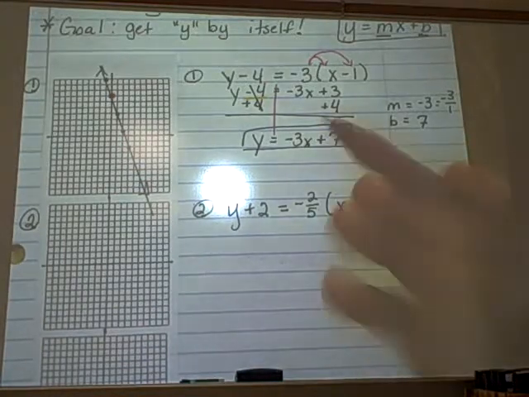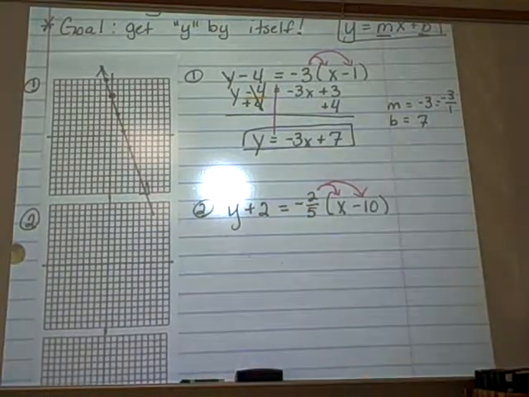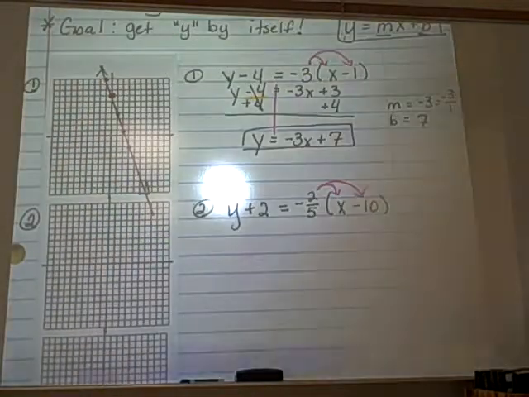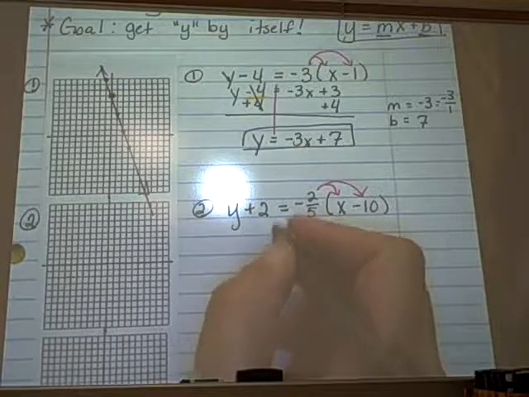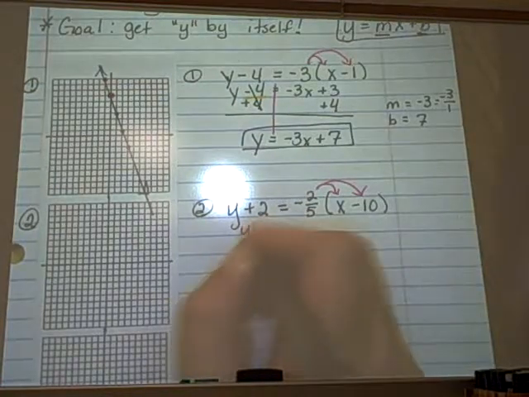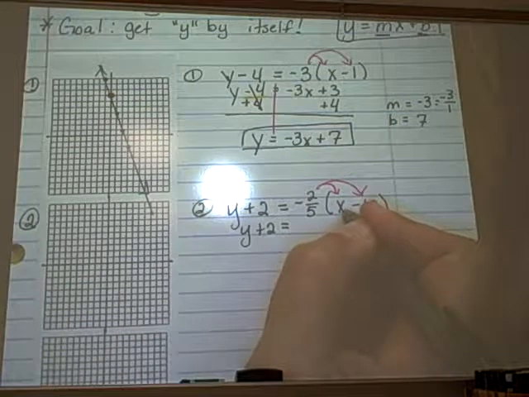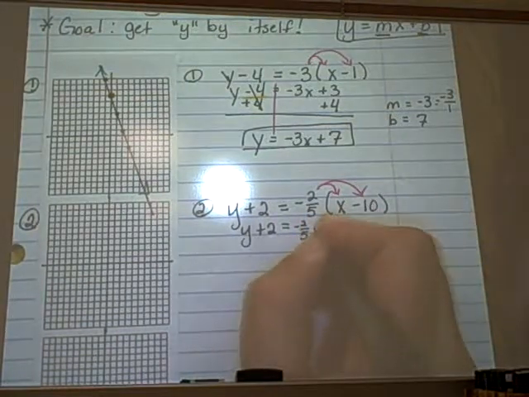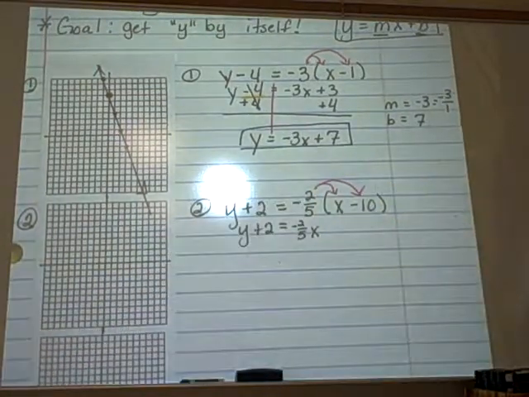So the first thing I've got to do is take this 2/5 and distribute it here. Don't panic that it's a fraction, because your calculator is going to help you out on some of this. Am I doing anything to this side? No. So I'm just going to leave y plus 2 over here. Negative 2/5 times x is just negative 2/5 x. And then I need to do negative 2/5 times negative 10.